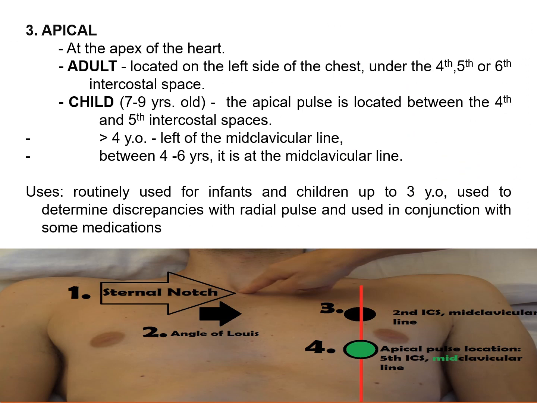The next site would be your apical site. It is located at the apex of the heart. For the adult, it is located on the left side of the chest under the 4th, 5th, or 6th intercostal space. For a child 7 to 9 years old, the apical pulse is located between the 4th and the 5th intercostal space. For a child below 4 years old, it is located in the left of the mid-clavicular line. And for a child between 4 to 6 years old, it is at the mid-clavicular line.